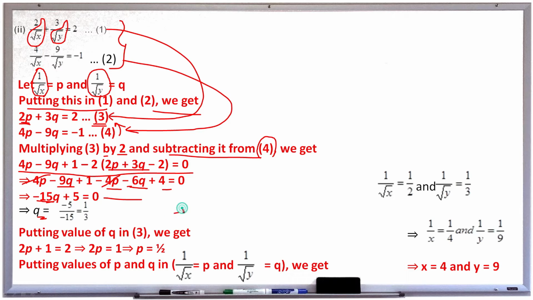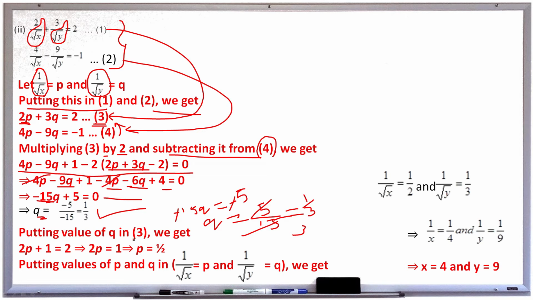So minus 15q is equal to, bring 5 to the right side, it will become minus 5. So we want the value of q, so q is equal to, minus minus will get cancelled, so 5 by 15 is equal to, 1 fives are 5, 3 fives are 15, so 1 by 3. So we got the value of q. So q value is 1 by 3.